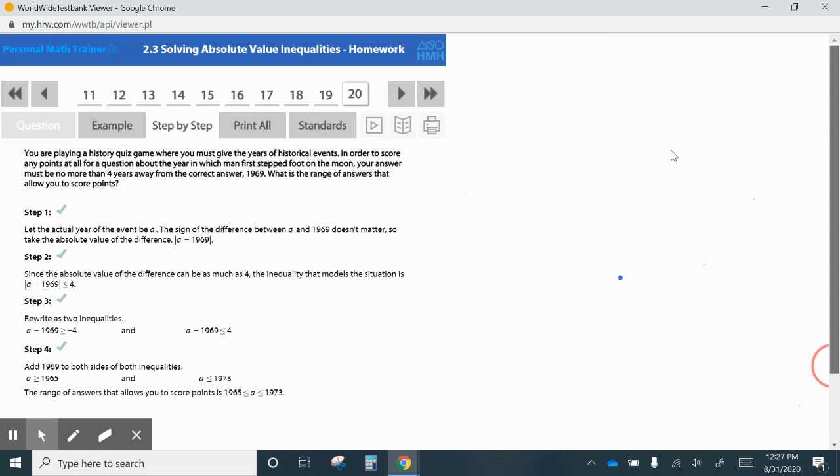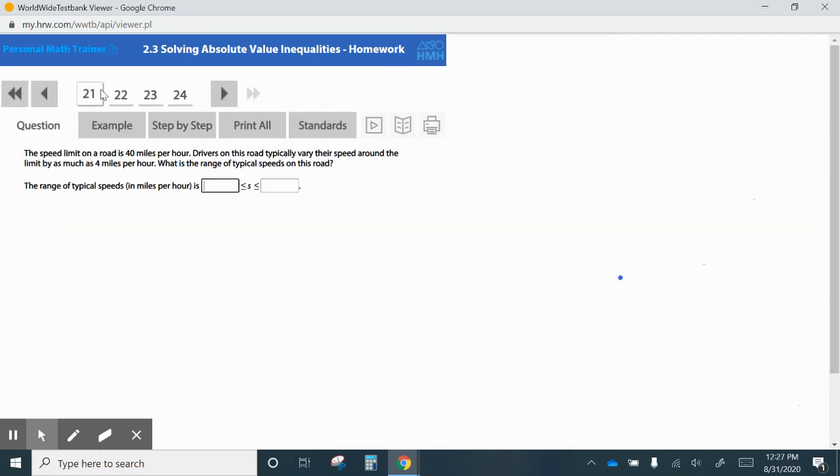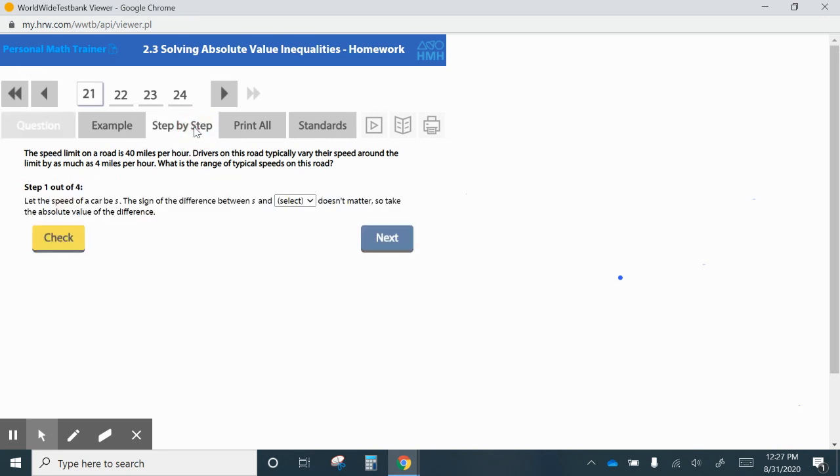Okay, that's question 20. Let's take a look at question 21. The speed limit on the road is 40 miles per hour. Drivers on this road typically vary their speed around the limit by as much as 4 miles per hour. What is the range of the typical speeds on this road? So again, step by step seems to explain this question the best. Let the speed of the car be s. The sign difference between s and 40 does not matter, so take the absolute value of the difference.